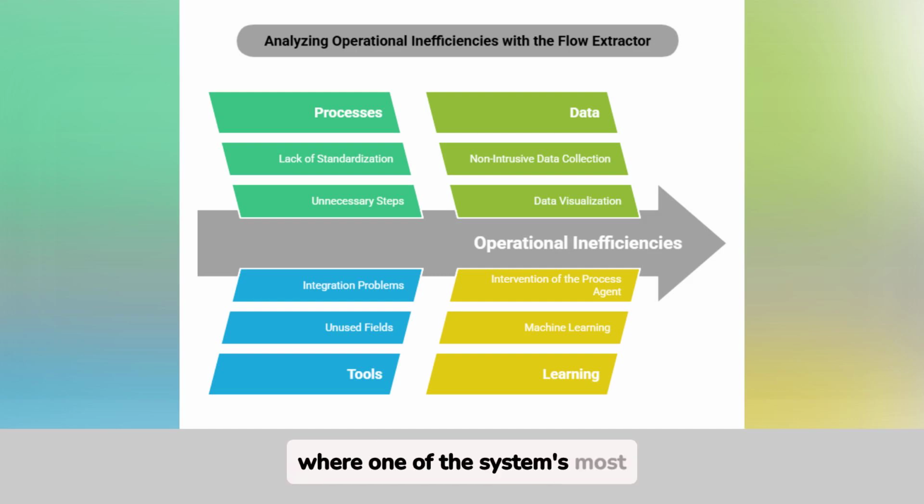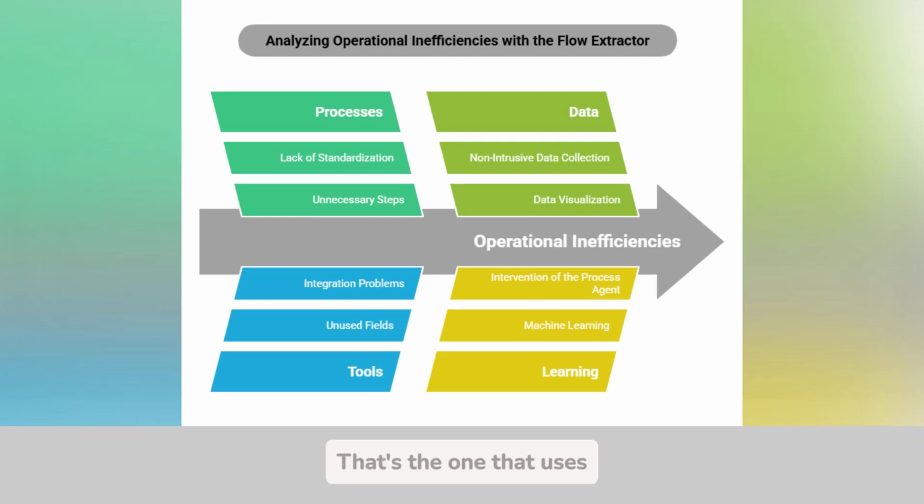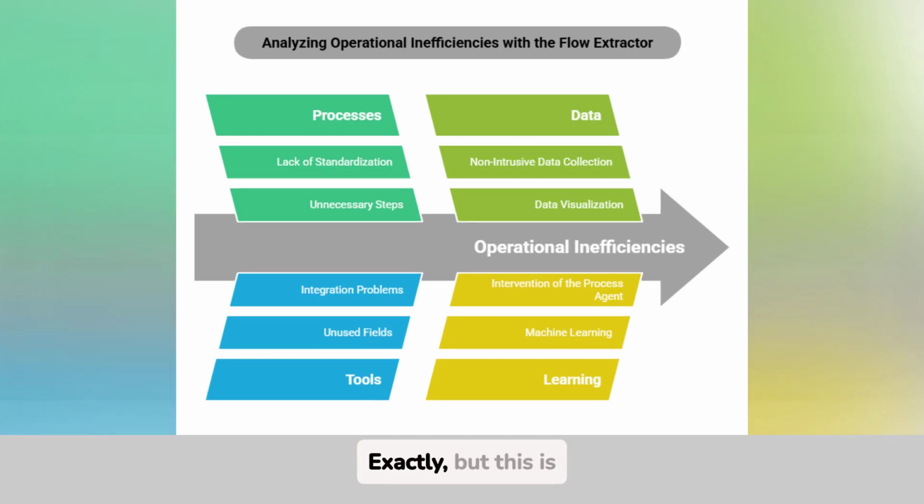That's where one of the system's most valuable subagents comes in, the Flow Extractor. This agent not only observes, but also learns from your operation's day-to-day operations. That's the one that uses RPA, right? I thought RPAs were only good for automating things. Exactly, but this is a different kind of RPA. It's a special kind of RPA.